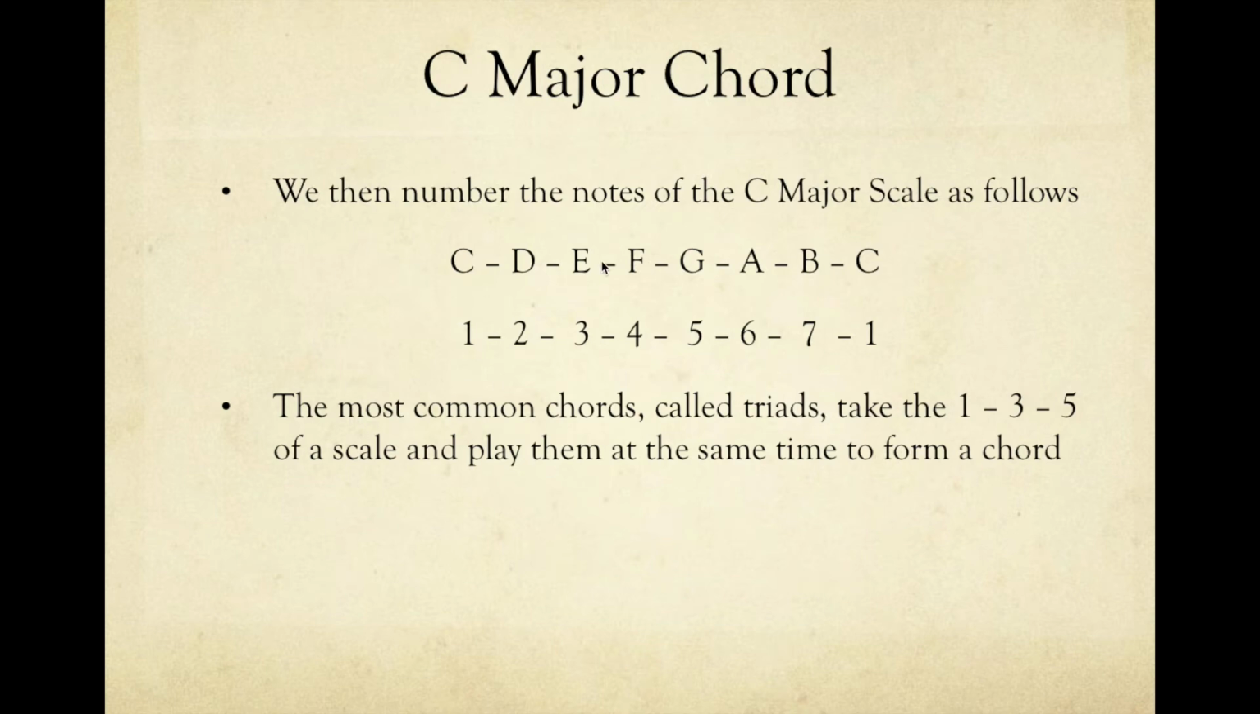Now that we have the notes of a major scale, we number them as follows. C is 1, D is 2, E is 3, and so on, and once we get back to the C, we start back over at 1.